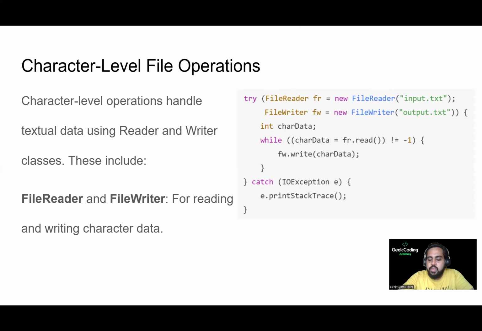till the end. That's why I'm using not equal to -1. Once it has reached the end, it will give me -1, then this loop will break and the control will come out of the loop. Till data is there, it will stay inside this loop. And I'm using the FileWriter fw.write method to write my data into my output file. Okay, this is about character level file operations.